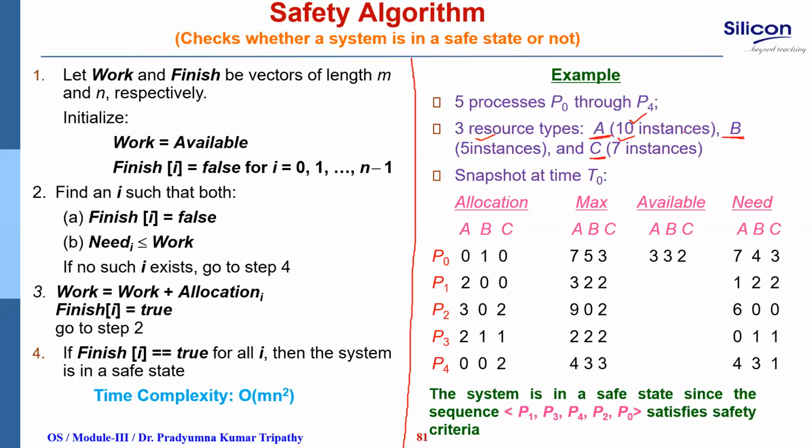Let us solve over here itself. So you will be given only this: max, allocation, and available. Up to this we have given. You have been given in the question these values. Correct?